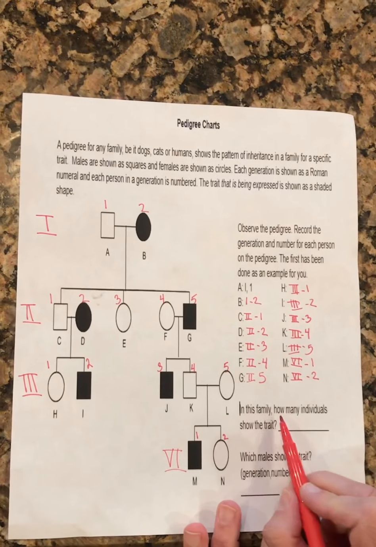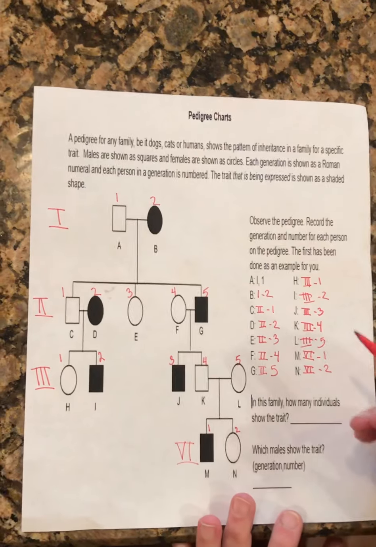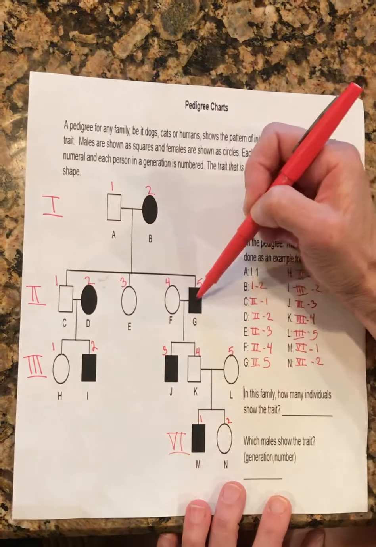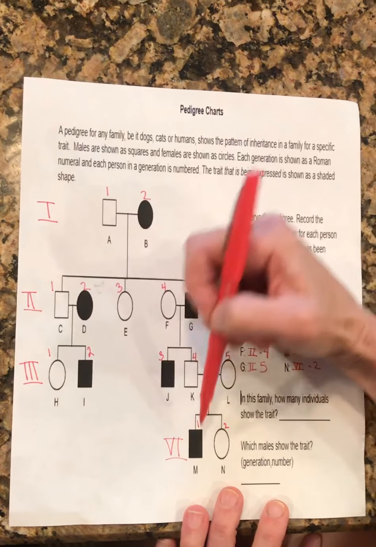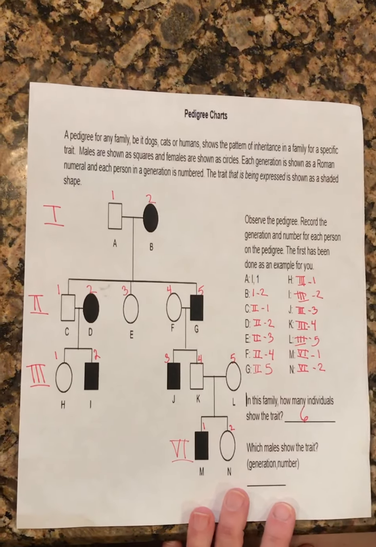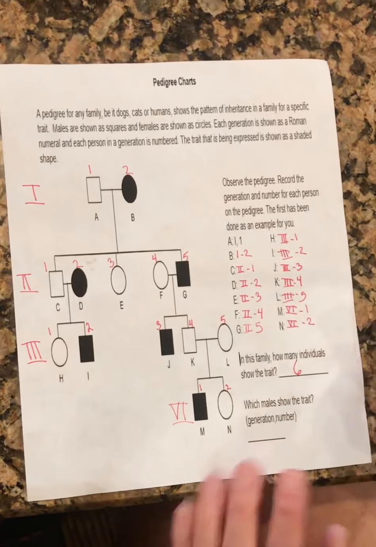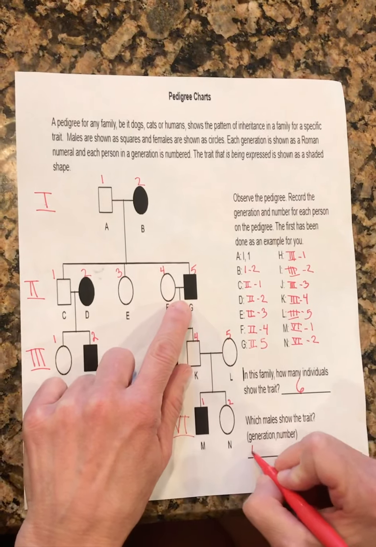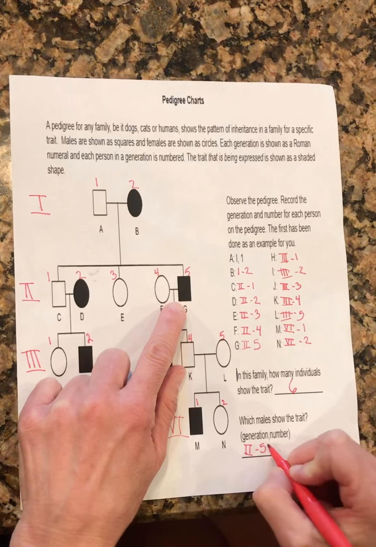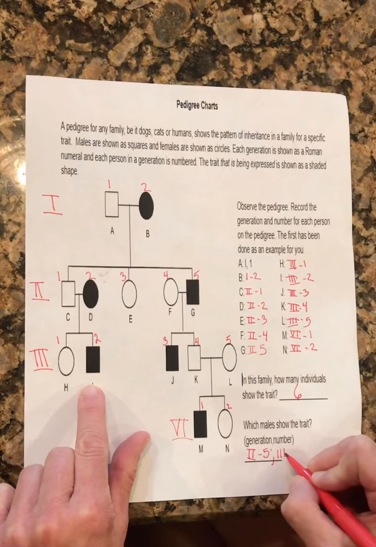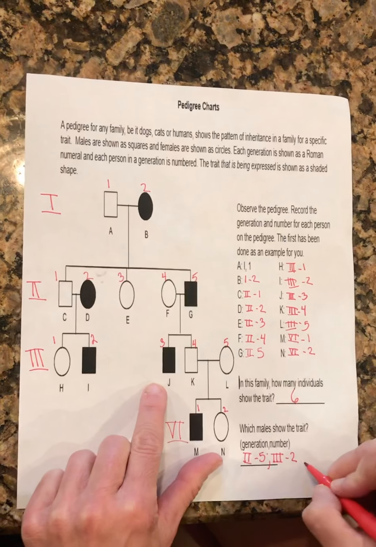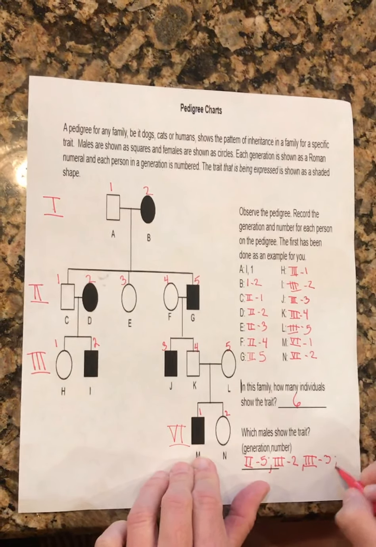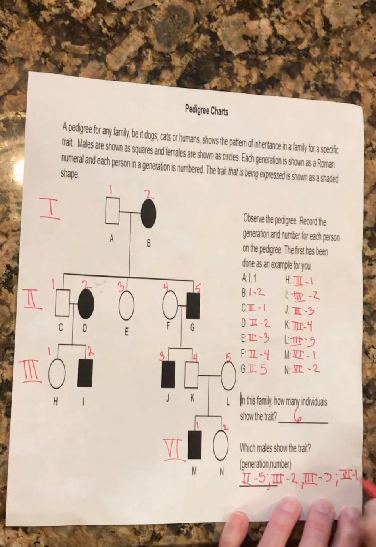Then it says, in this family, how many individuals show the trait? Anyone that is shaded in, we are going to count. So that's 1, 2, 3, 4, 5, and 6. So 6 individuals have the trait. Then it says, which males show the trait? That's a female, that's a female. Oh, here's a male, so we're going to say individual 2, 5, individual 3, 2, individual 3, 3, and individual 4, 1.